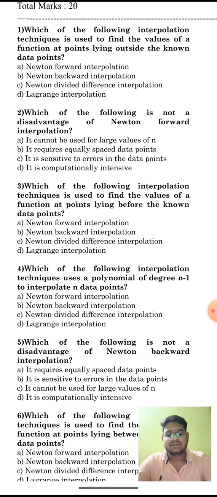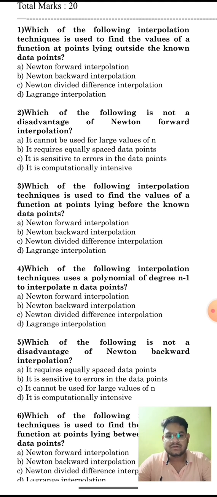Question 2. Which of the following is not a disadvantage of Newton forward interpolation? Option A. It cannot be used for large value of n. Option B. It requires equally spaced data point. Option C. It is sensitive to errors in the data points. Option D. It is conceptually intensive. The correct answer is option D. It is conceptually intensive. Let's move on to the next question.